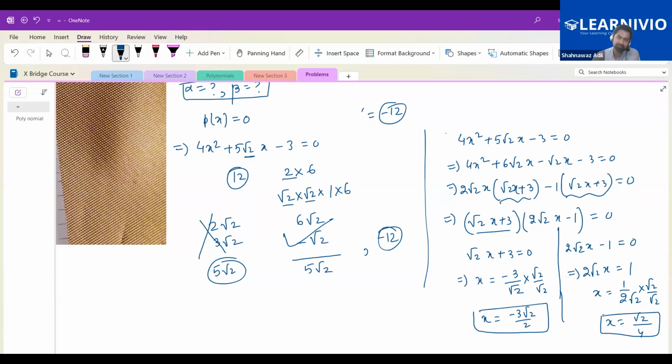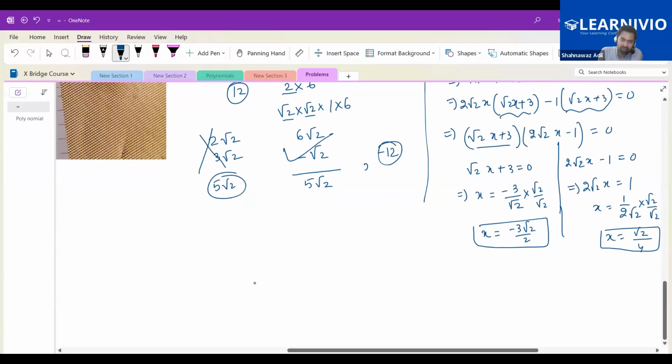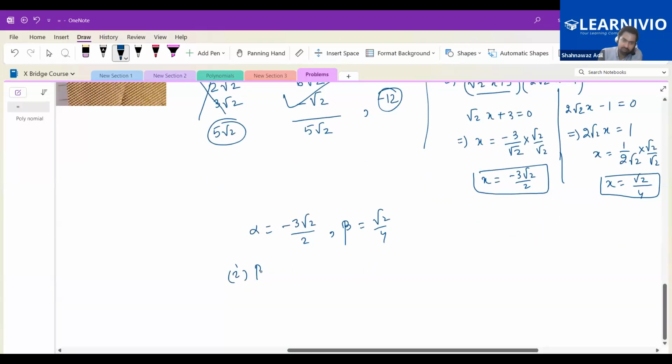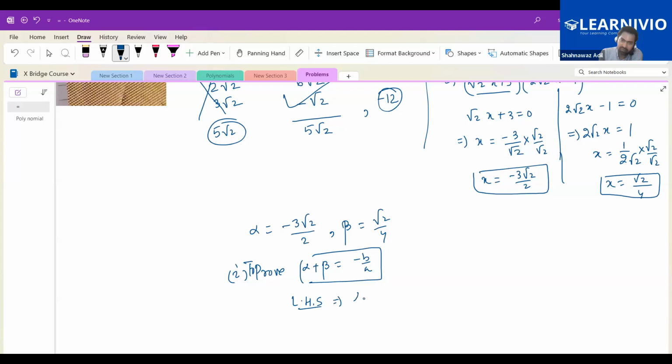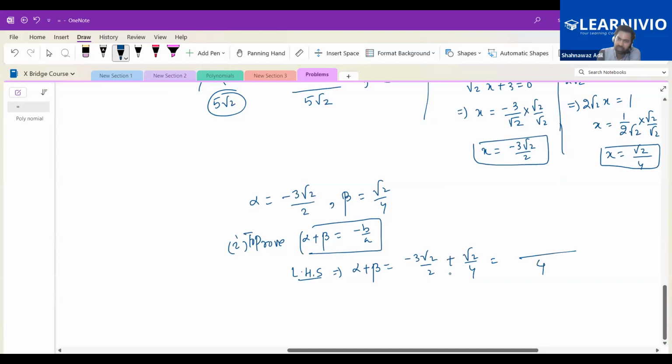Is it clear? Yes, sir. So now I have got alpha and beta. Alpha is minus 3 root 2 by 2 and beta is root 2 by 4. So I have to prove alpha plus beta is minus b by a. Let us take LHS. LHS is alpha plus beta, which is minus 3 root 2 by 2 plus root 2 by 4. The LCM would be 4, so this is minus 6 root 2 plus root 2, which is minus 5 root 2 by 4.